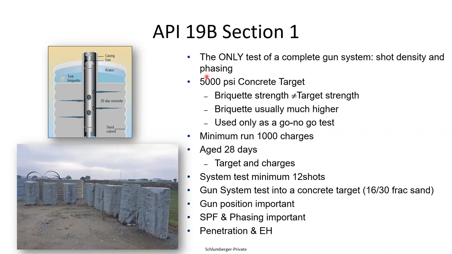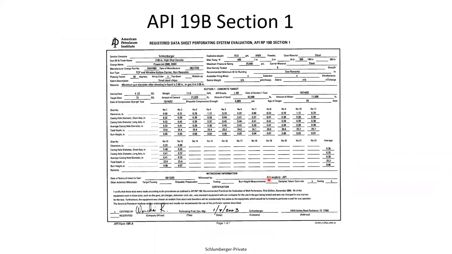Basically, this is going to be used only as a go, no-go test. In reality, in the wells, we do not perforate cement, we perforate rock. So this is more of a qualification to be able to compare a charge against another charge from another provider. In this, we are going to test a minimum of 12 shots, okay? And we are going to be able to quantify the penetration and entrance hole for this gun system. I will show you now an API data sheet for a perforating system.